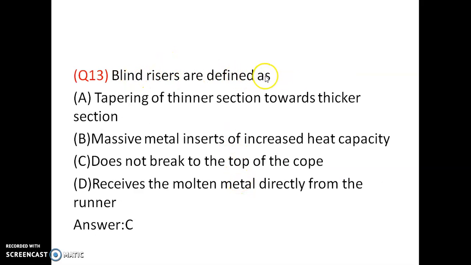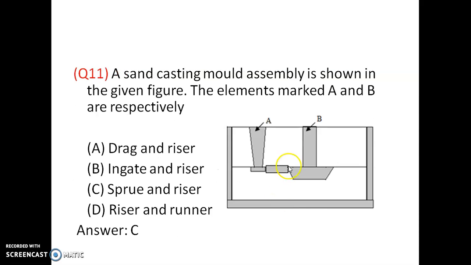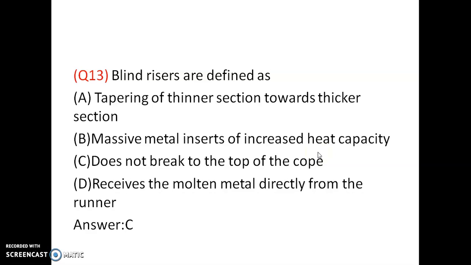Blind risers are defined as: tapering from a thinner section towards a thicker section, massive metal inserts of increased heat capacity, or does not break to the top of the cope. So blind risers do not break to the top of the cope. They will not come up to the top, so they will end somewhere else, at the middle or at a quarter of the path. So it is called a blind riser. Option C is correct.